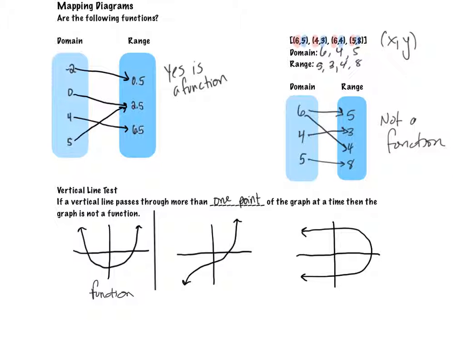All right, so I can keep doing that. I can look here and say, only one point, only one point, only one point. Just be careful that when you get into this section up here, your line is thicker, so it may look like you're going through more points, but you're not. So this one would be a function.